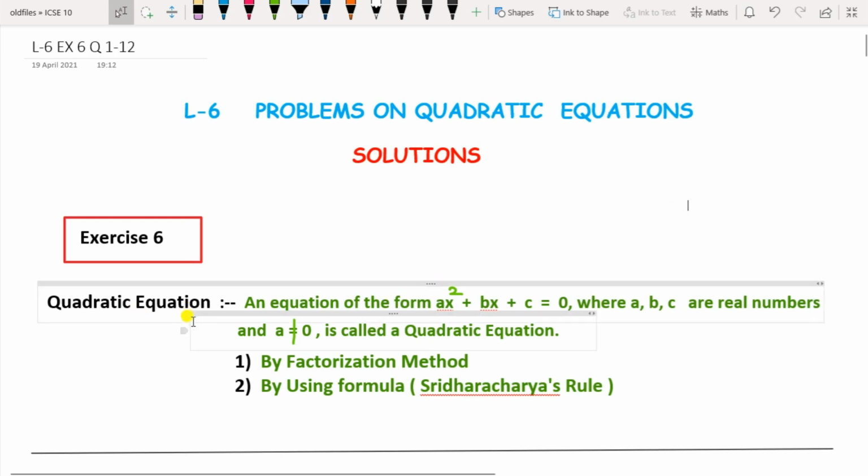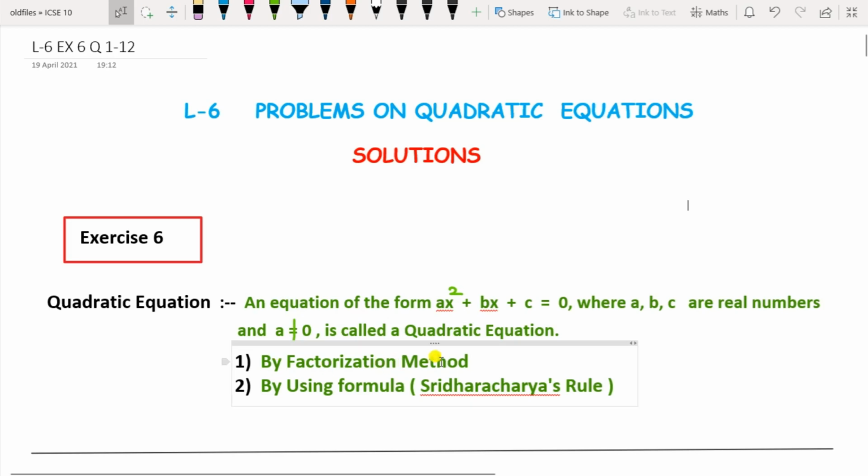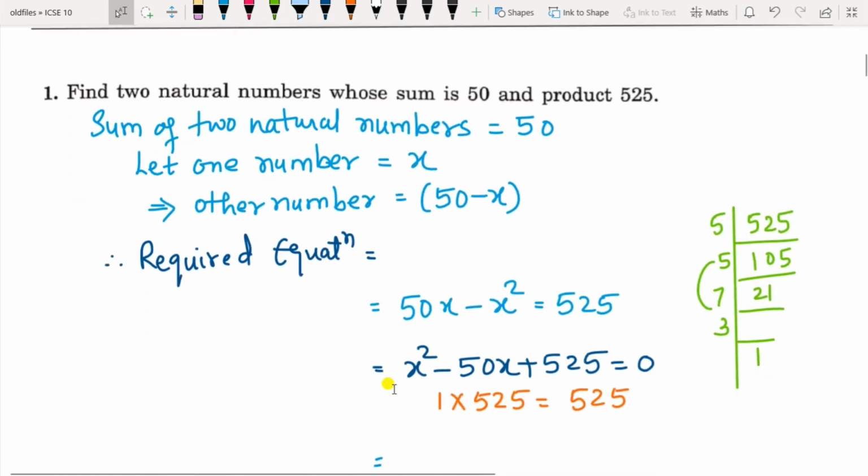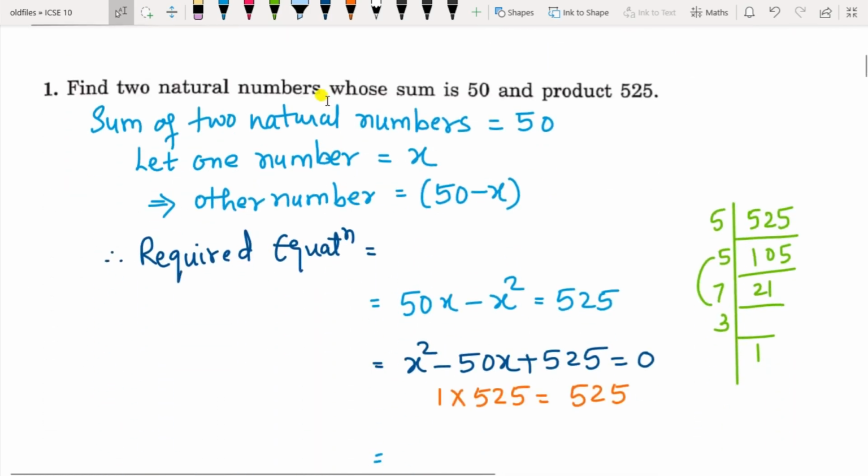So quadratic equation means an equation of the form ax square plus bx plus c equal to 0, where a, b, c are real numbers and a is not equal to 0. We have solved quadratic equations by two methods, by factorization method and by using formula. In lesson 6, we will be solving the word problems of quadratic equations by using factorization method.